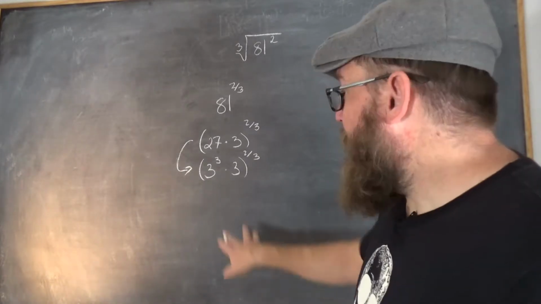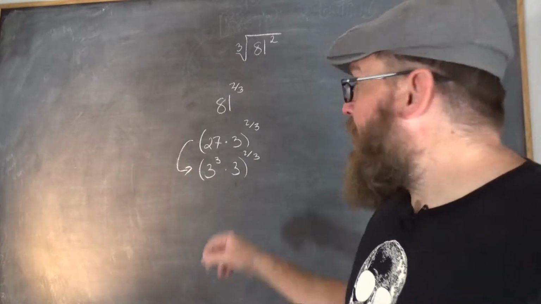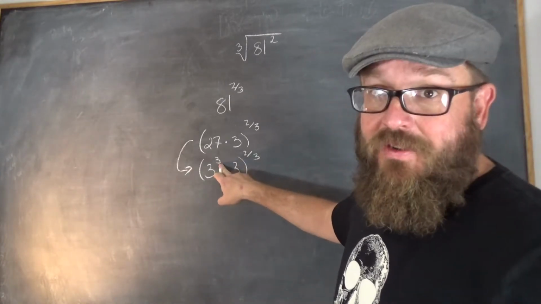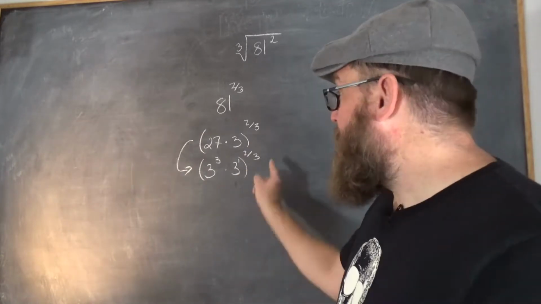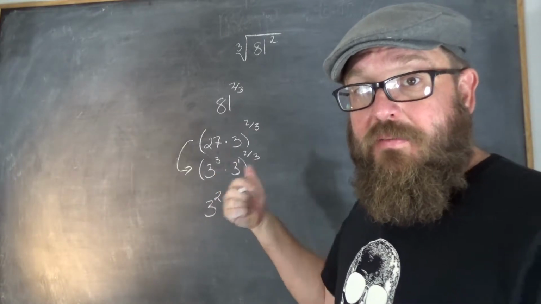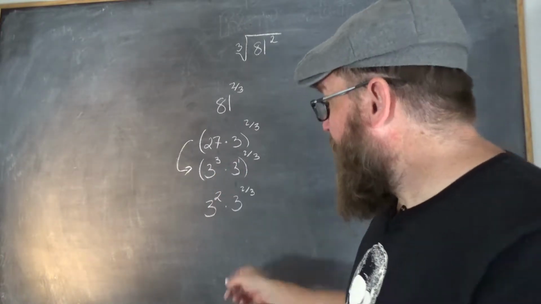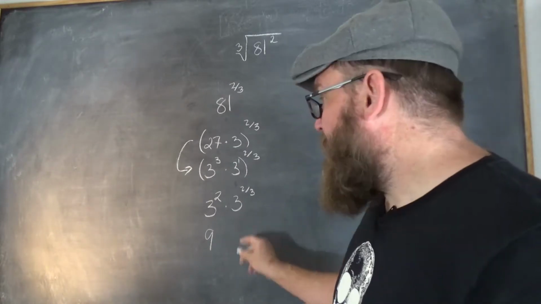Okay, now, everything inside this parentheses gets that exponent of 2/3. So I have to multiply this exponent of 3 by 2/3, and this 3 has an exponent of 1, but we don't usually write it, right? So 2/3 times 3 is 2, and 1 times 2/3. Kind of ugly, right? So this is 9, and what's left over is 3 to the 2/3 power.